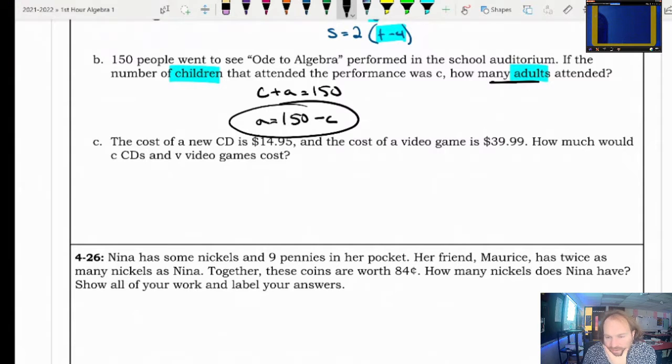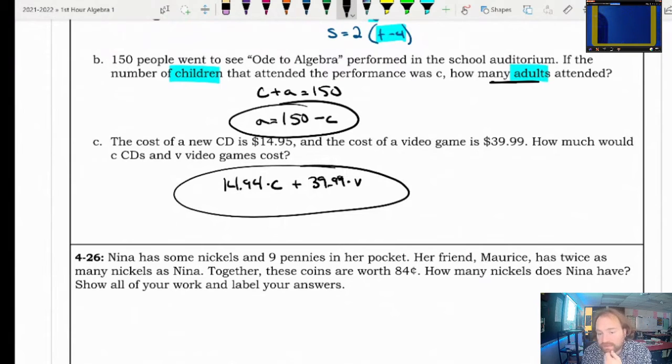Question C is dating ourselves a little bit, but the cost of a new CD is $14.95. The cost of a video game is $39.99. How much would C CDs and V video games cost? Well, it's $14.95 times C and $39.99 times V. There's your expression. That's all you got to write. You don't need to solve anything. Nothing to solve for anyway.